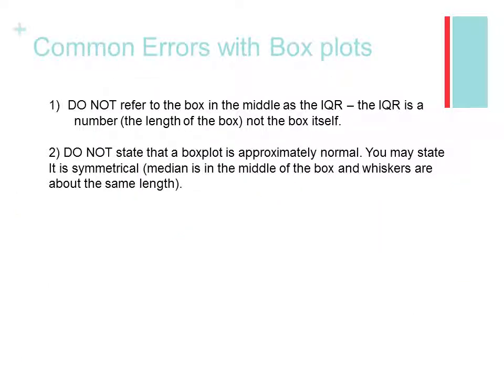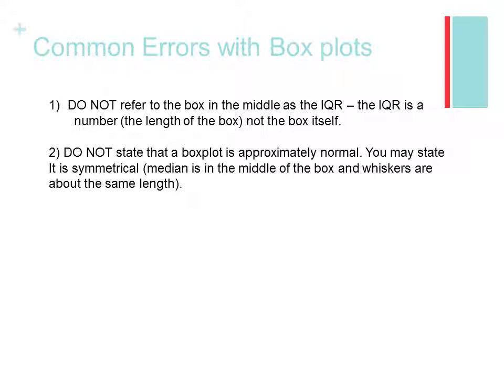Okay, so what are some common errors when we talk about box plots? All right, first of all, do not refer to the box in the middle as the IQR. So don't just say the middle of the box plot is the IQR. We found the IQR by subtracting Q3 minus Q1. It's specifically a number. It is not the box itself. It is the length of the box, and it tells us where 50% of our data lie, specifically between two numbers.